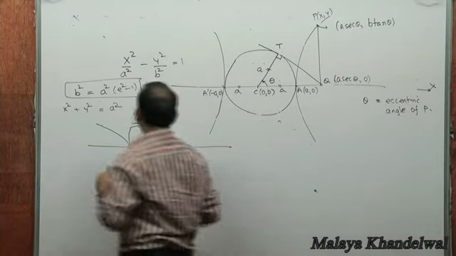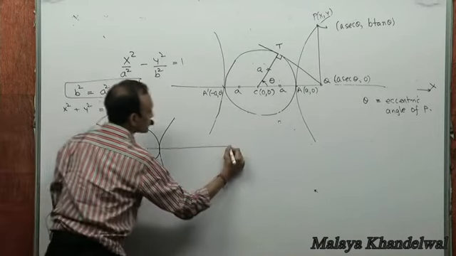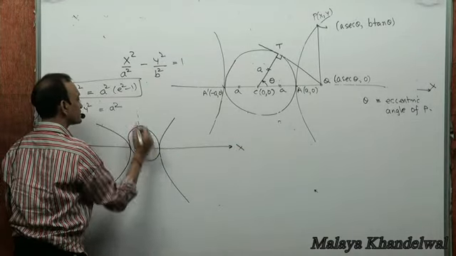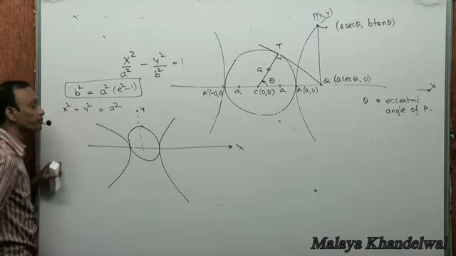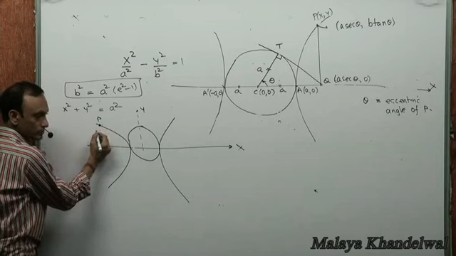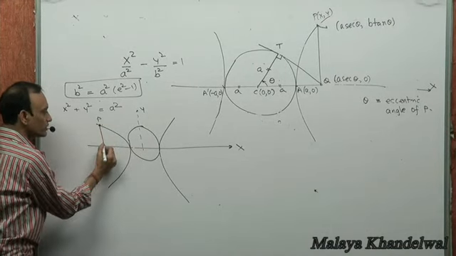But the problem is, this is my positive x-axis, this is my positive y-axis, right? Now if I had a point here in this branch, right? And I dropped a perpendicular here.